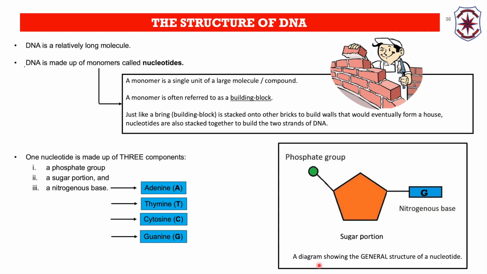So this is a diagram showing the general structure of a nucleotide. General structure: phosphate group, sugar portion, nitrogenous base. And the nitrogenous base can either be one of these 4. All right. So there we go. Each nucleotide comprises of either one of the listed bases. So it can be either one of these. Not all of them, not 2 of them, not 3 of them, just one.